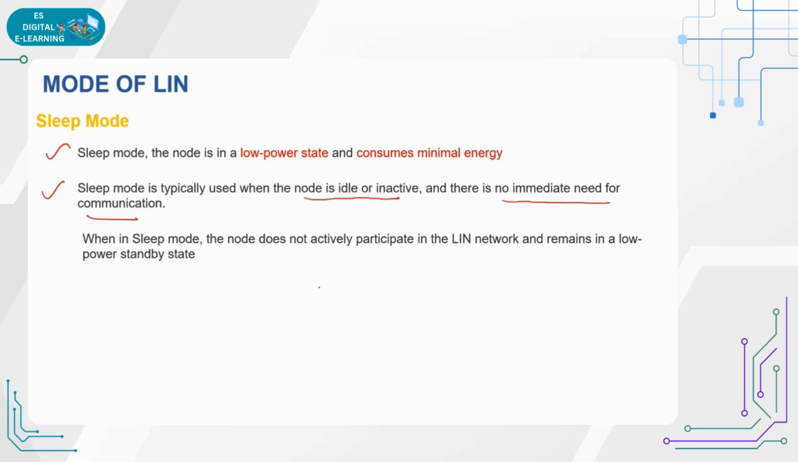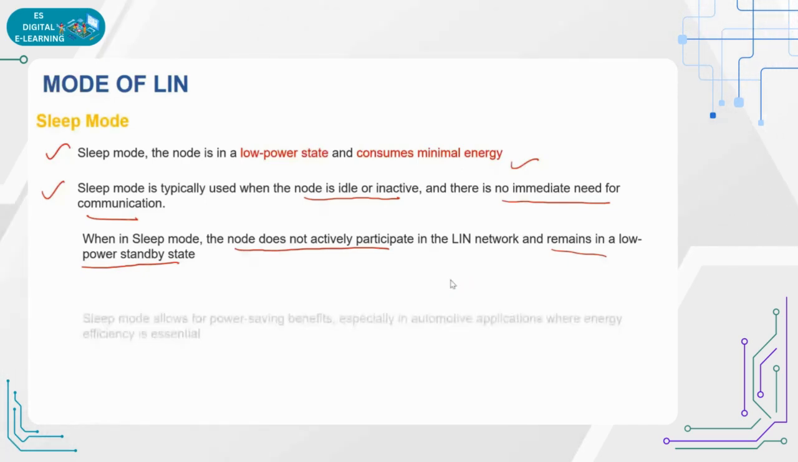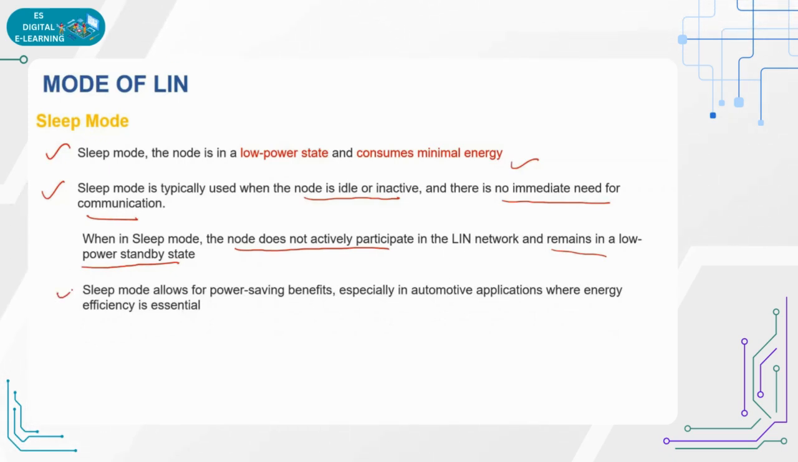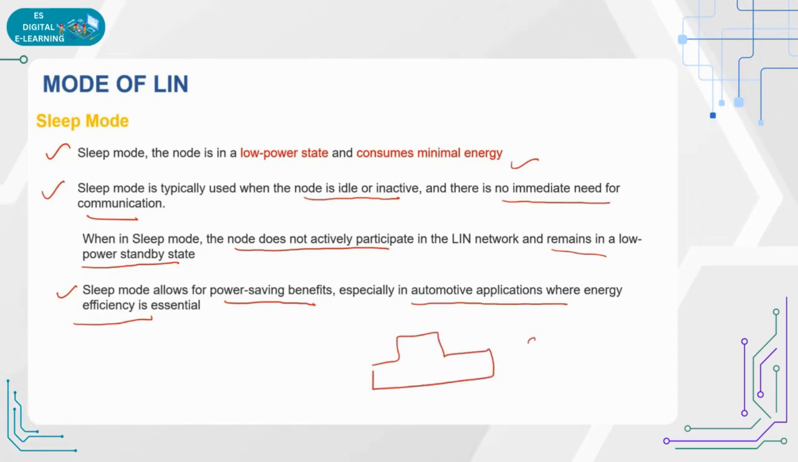When in the sleep state, the node doesn't actively participate in the LIN network and remains in a low power standby state. It won't utilize energy, and the power consumption will be very low during sleep mode. Sleep mode allows power saving benefits, especially in cars, because in the cars we use for lighting, for entertainment like songs, and for supplying charge.